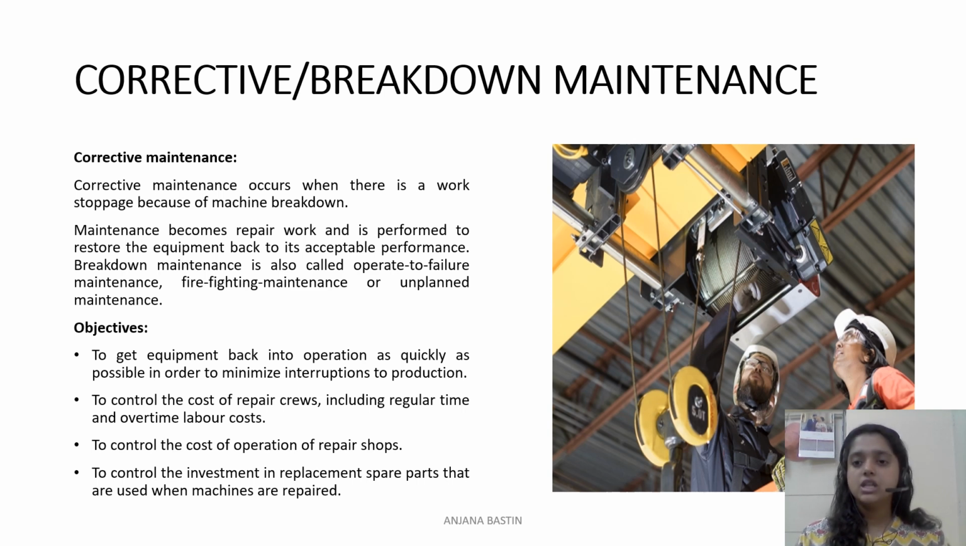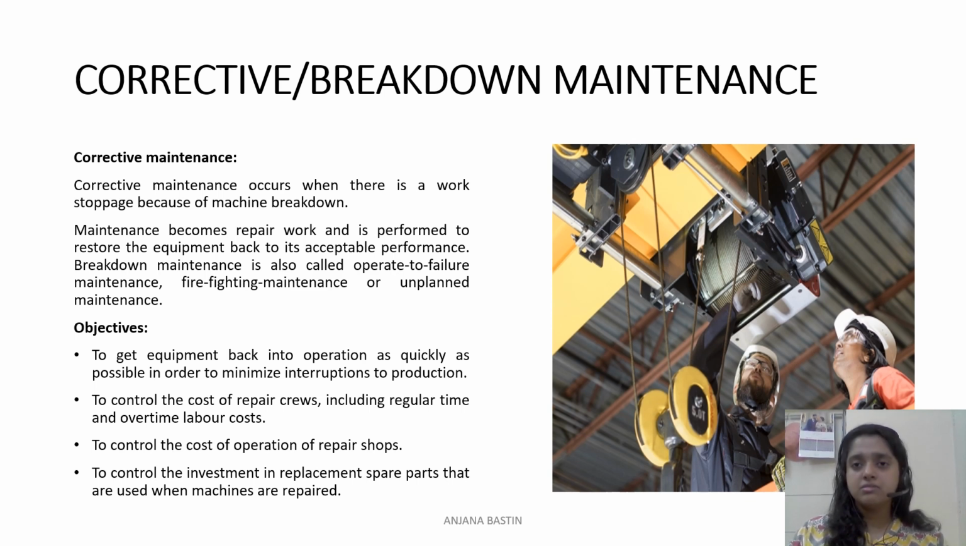This is the general term for all your repair work. Repair is done only after there is a breakdown of the machinery or the system. We try to repair it. You can also call this breakdown maintenance, which is also called operate-to-failure maintenance, firefighting maintenance, or unplanned maintenance. You never know when the breakdown is going to happen, so you have to have special regard for this.